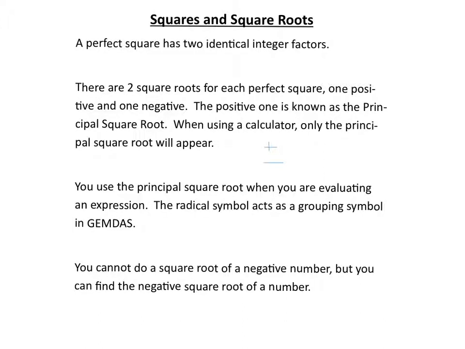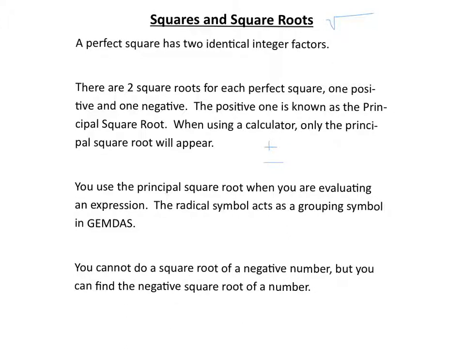Now, in the calculator, it will only ever give you the principal square root, which happens to be the positive one. That's kind of the assumption that it always wants, but it's just good to know that you can be positive or you can be negative. And a square root kind of looks like a division sign with a little hook on the end. If we're solving an expression with it, we treat it as a grouping symbol. It's called the radical, and so it's one of the first things that we deal with, because it follows the G for GEMDAS.